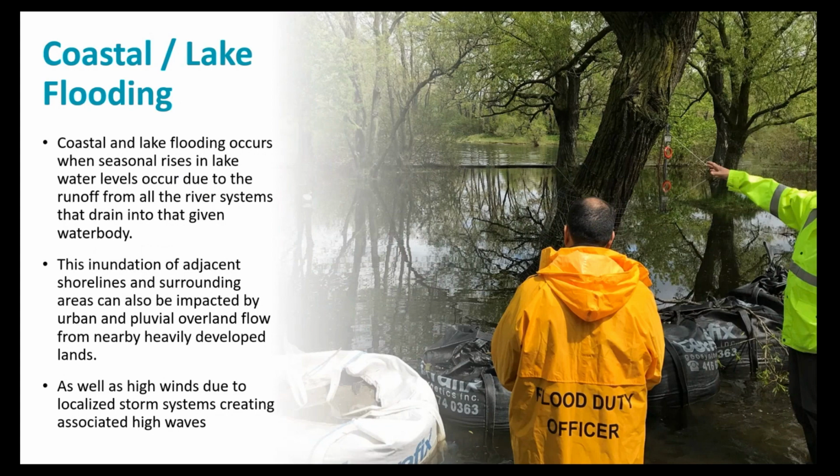There's also coastal or lake flooding. Coastal and lake flooding occurs when seasonal rises in lake water levels happen due to the runoff from all the river systems that drain into that given water body as a receiving water system. Our greatest example here, in the GTA, is Lake Ontario. This inundation of adjacent shorelines and surrounding areas can also be impacted by urban and pluvial overland flow from nearby heavily developed lands, such as Toronto and the Greater Toronto Area, as it drains down towards the lake.